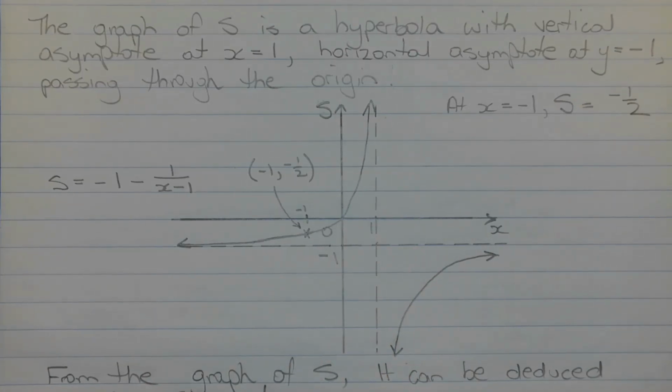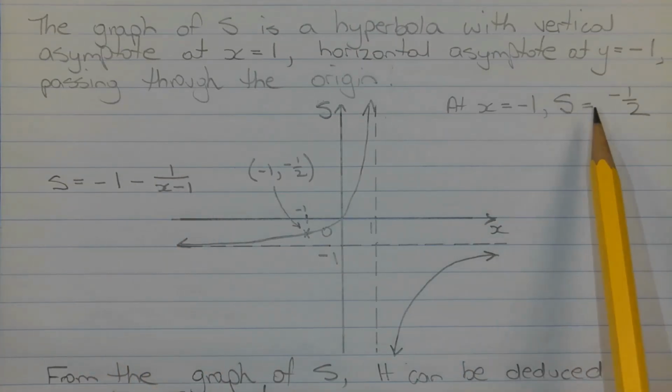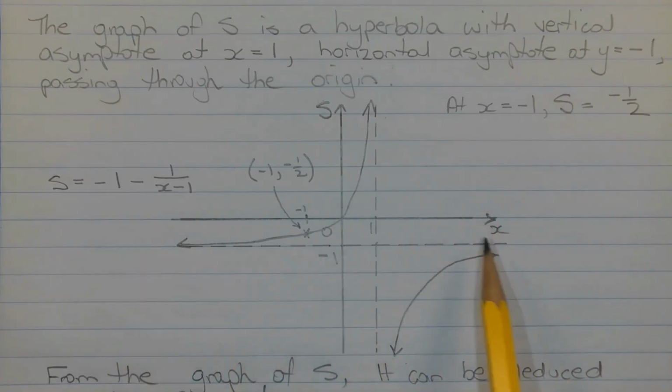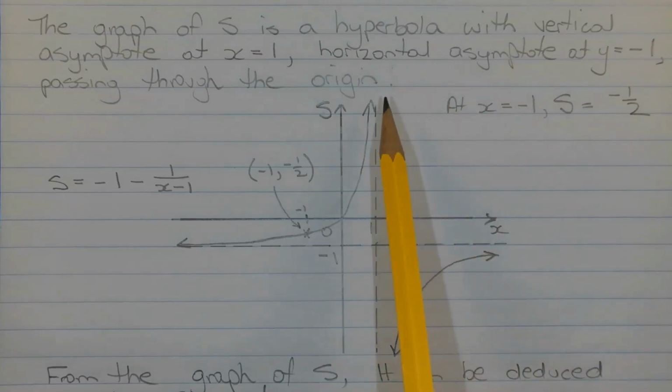Now it also helps to have another point on that graph. If we let x equal -1, so substitute -1 here, -1 minus 1 over -1 minus 1, we get s is equal to -1 over 2, or -half. And I've marked that point here as well. So sketching the axes with a ruler, I've sketched in the asymptotes as well using a dashed line. And the hyperbola will look something like this.